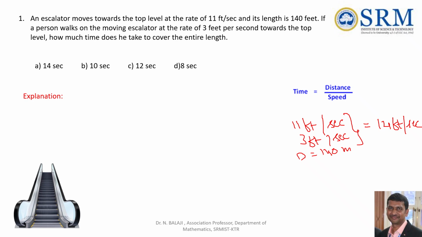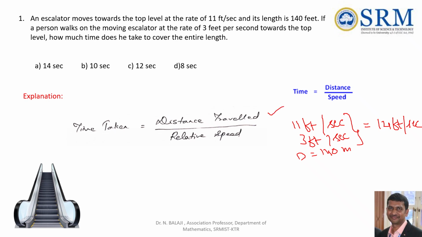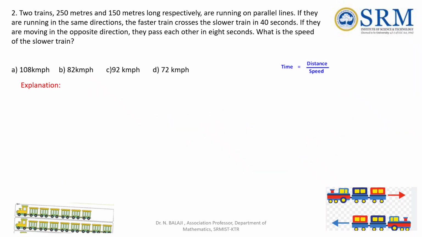The distance is 140 meters, traveled at the relative speed. The formula is time is equal to distance by speed. Distance is 140 divided by speed; the escalator is moving and he is also moving, so we add both, 11 plus 3, which is 14. So the time we calculated is 10 seconds.